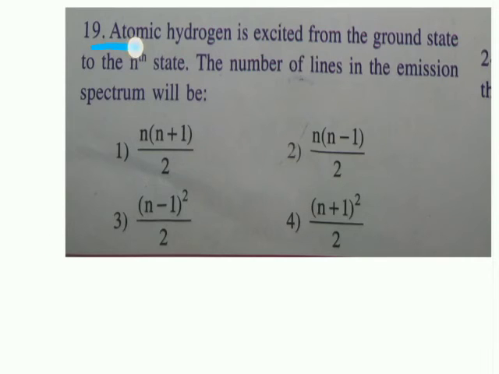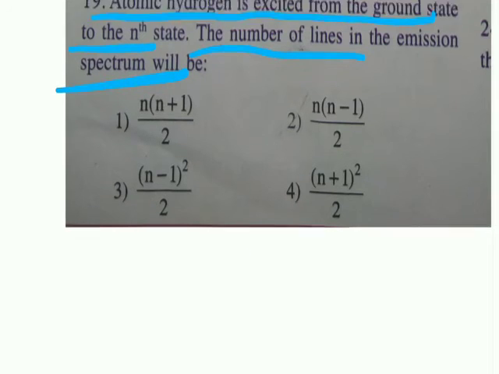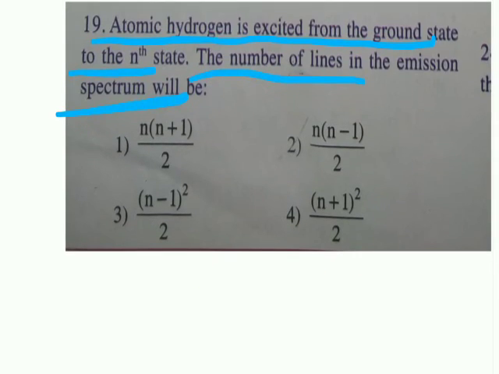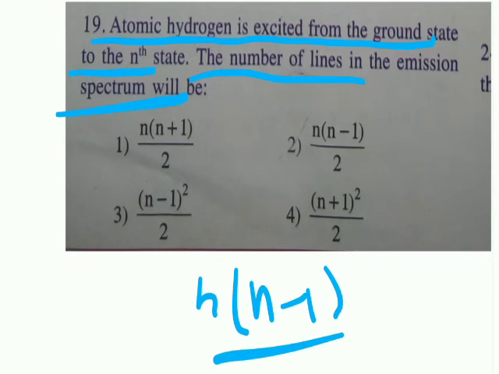Atomic hydrogen exists from the ground state to the nth state. The number of lines of the emission spectrum will be? It is a very well known formula. The number of lines emitted from the nth state is n(n minus 1) by 2. So option 2 is the right answer.